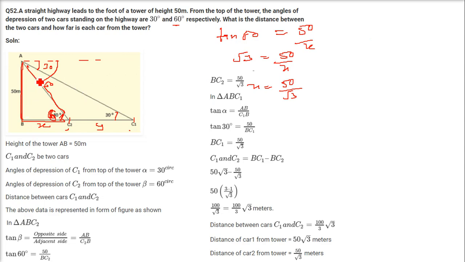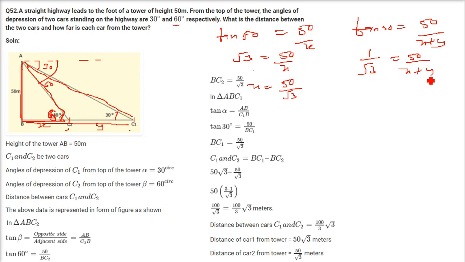Now let us go to the bigger triangle with the 30 degree angle. So now tan 30 will be equal to perpendicular by base, so 50 by x plus y. Tan 30 is 1 by root 3, so it is 50 by x plus y. Now put x equal to 50 by root 3 here. So x plus y equals 50 root 3. I am putting x as 50 by root 3, so 50 by root 3 plus y equals 50 root 3.